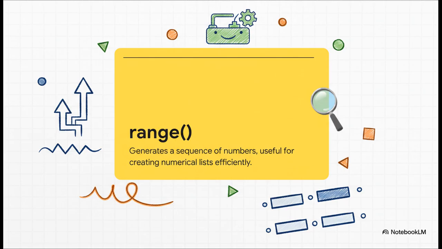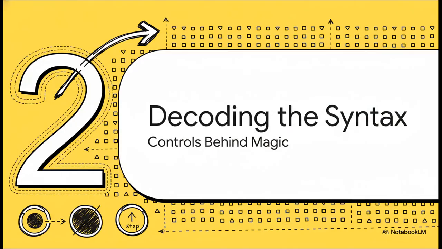So, what's the official definition? Well, at its core, range is a built-in function, and its whole job, its entire purpose in life, is to generate a sequence of numbers for you. It's simple, it's powerful, and it is perfect for creating lists of numbers whenever you need them. To really master this thing, we've got to understand the simple controls behind the magic. You see, range works with up to 3 pieces of information, or parameters, if you want to be technical, that tell it exactly what sequence of numbers you want it to make.